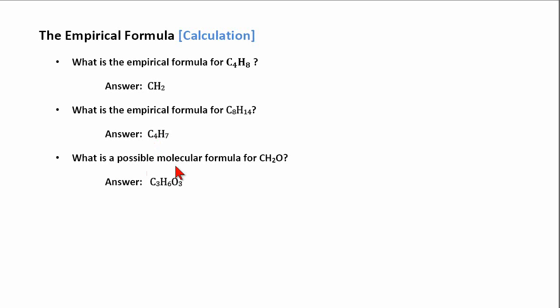And what is the possible molecular formula for CH2O? Well, I can multiply any of these by a number and still maintain the ratio. Let's try 3. I get C3H6O3. If I used 4, I get C4H8O4.